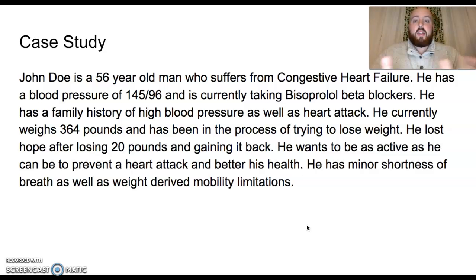Now we're going to be looking at my case study here. John Doe is a 56-year-old man who suffers from congestive heart failure. He has a blood pressure of 145/96 and is currently taking bisoprolol beta blockers. He has a family history of high blood pressure as well as heart attack. He currently weighs 364 pounds and has been trying to lose weight. He lost hope after losing 20 pounds and gaining it back. That's when he came to me. He wants to be as active as he can to prevent a heart attack and better his health. He does have minor shortness of breath as well as weight-derived mobility limitations.